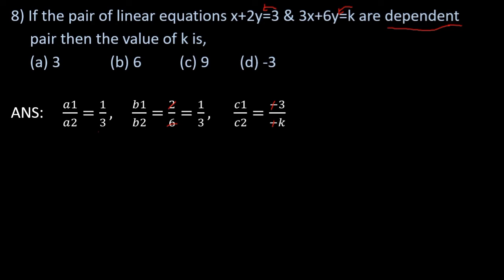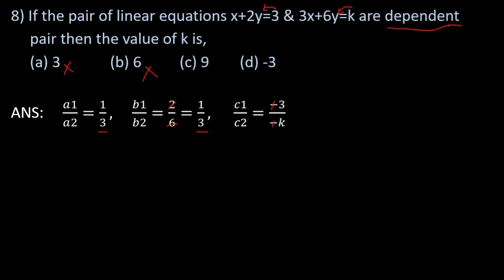To find k, we know that it's dependent, that means coincident. That means c1 by c2 also needs to be equal to a1 by a2. Then which option is the correct one? First option we will check, that is 3. So 3 by 3, what will we get? 1. Is it equal? No, it's not equal. Next one we will take the k value 6. So is it equal? 3 by 6, by dividing we will get 1 by 2.